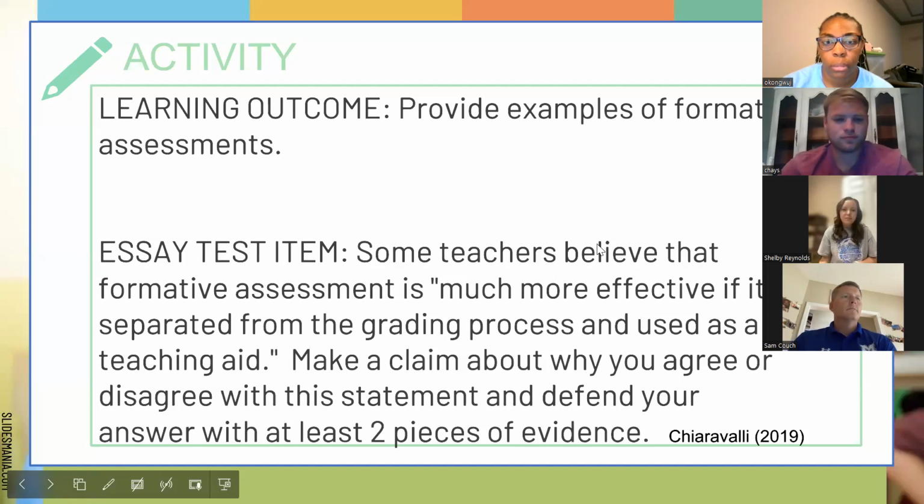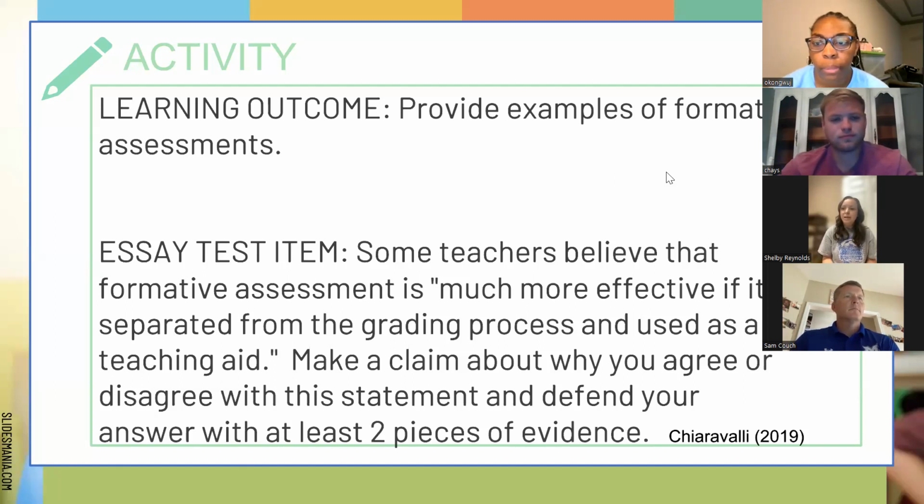So this is an activity. A learning outcome for this type of question could be provide examples of formative assessments. So that's the learning outcome. So an essay test item that would go along with that is displayed here. Basically, they're going to make a claim about whether they agree or disagree with the statement, and then they're going to defend their answer with 2 pieces of evidence. And if this was an actual PD session, we would challenge the teachers in our audience to take about 10 minutes and write a learning outcome and an essay test item to go along with it.